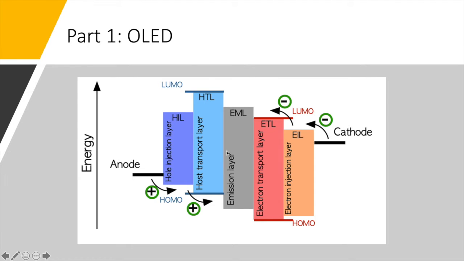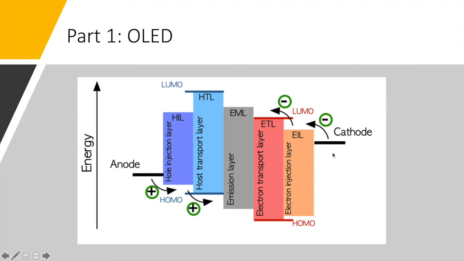This is sort of the energy diagram of the HOMO LUMO of the different layers inside an OLED. You can see here the anode gives out positive charges, also called holes. They move from the anode to the HIL. They then go to the HTL, then to the EML. They can't pass the ETL. They're stopped there, so they're forced to stay in the EML.